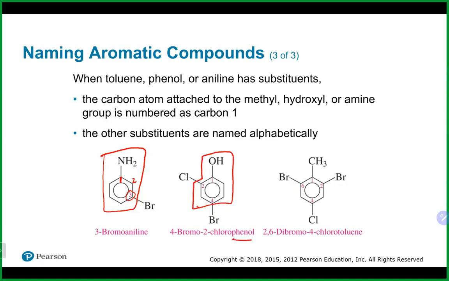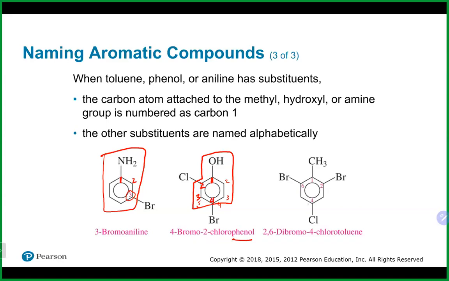This part here is the phenol part, which is that alcohol, which would make this group number 1. This would be group 2, group 3, and group 4. We wouldn't go the other way because then we would end up with 2, 3, 4, 5, and 6. So much larger numbers if we went clockwise versus counterclockwise. And that is where we get our 4-bromo-2-chlorophenol.